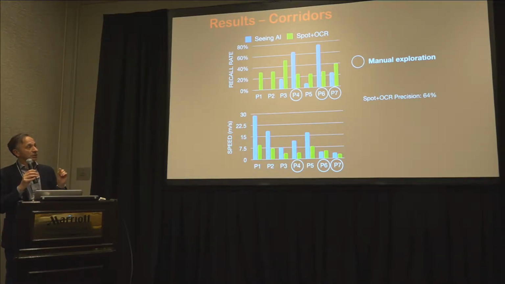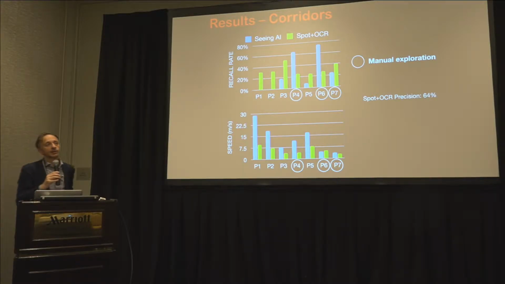So the precision of the Spot+OCR is only 64%. It means that many times you feel the vibration, you stay there, wait for the picture, and the system says no text found. Why so? Maybe because of a false positive of the text spotter, or maybe because you found some text the OCR simply was not able to read because, for example, it was too far.